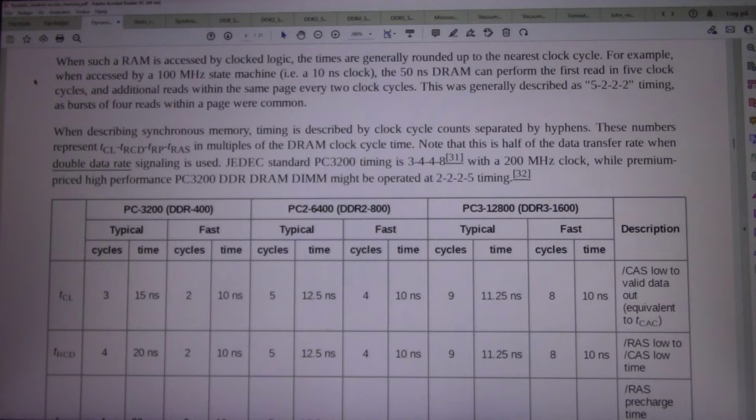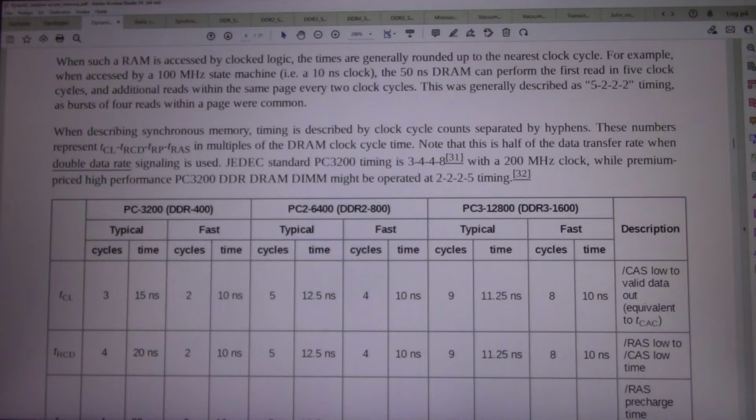This was generally described as 5-2-2-2 timing, as bursts of 4 reads within a page were common. When describing synchronous memory, timing is described by clock cycle counts separated by hyphens. These numbers represent tCL, tRCD, tRP, tRAS in multiples of the DRAM clock cycle time. Note that this is half of the data transfer rate when double data rate signaling is used.